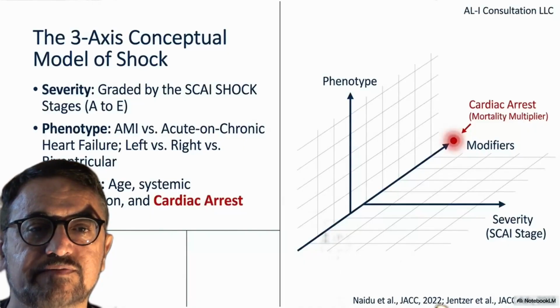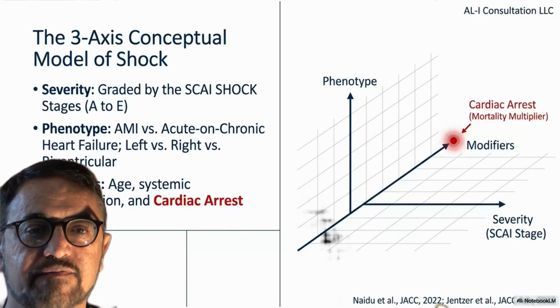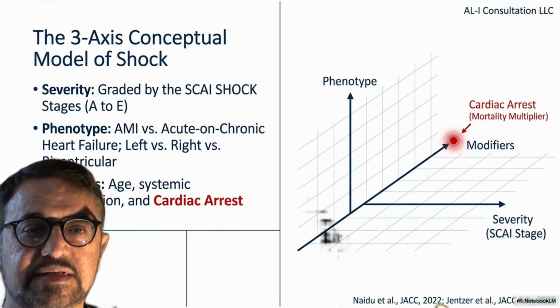The conceptual model of shock includes why a single label is not enough. Modern shock assessment rests on three axes. The first is severity, usually graded by the SCAI stages. The second is phenotype, meaning what kind of shock biology are we dealing with? Acute myocardial infarction, acute and chronic heart failure, isolated right ventricular failure, or a mixed picture. The third axis includes important modifiers such as age, systemic inflammation, and cardiac arrest.